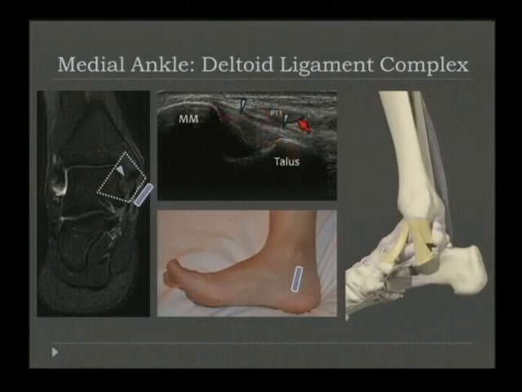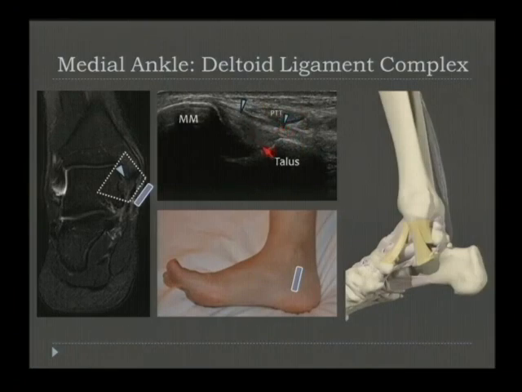Again, the posterior tibial tendon will be superficial. As with the peroneal tendons and the calcaneofibular ligament, usually the tendon is in the short axis at this point. So if you're evaluating the posterior tibial tendon in the short axis as you come across, often you'll accidentally find the deltoid.